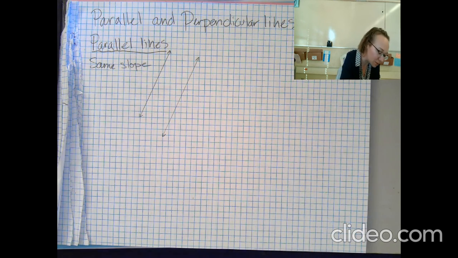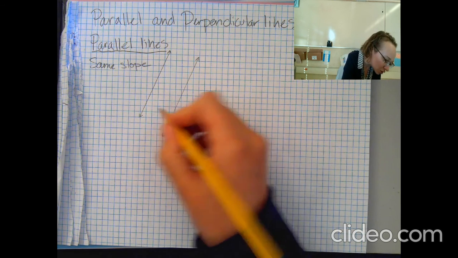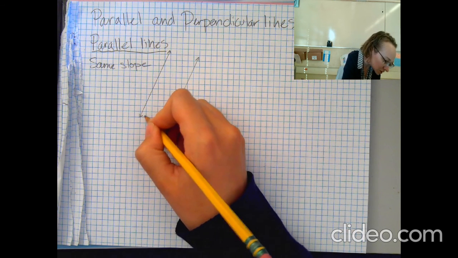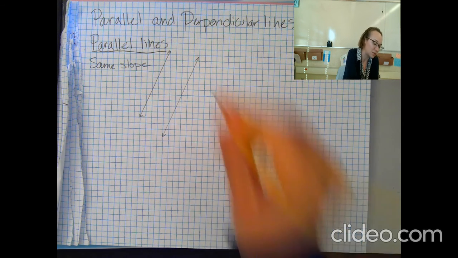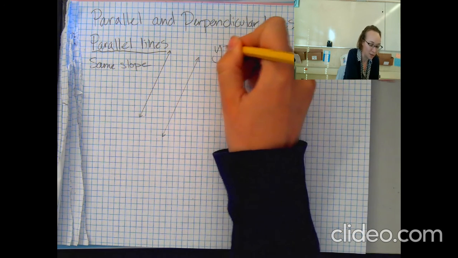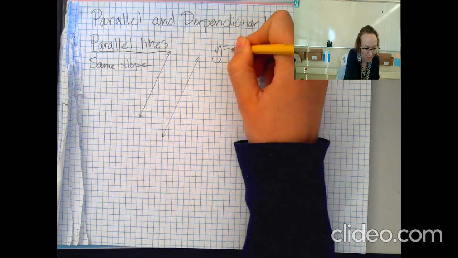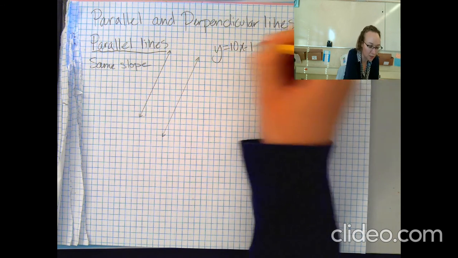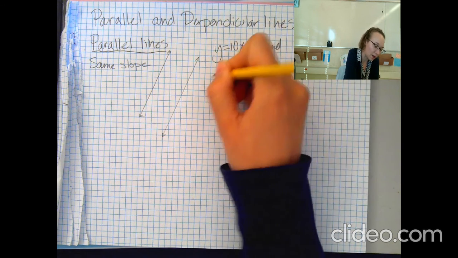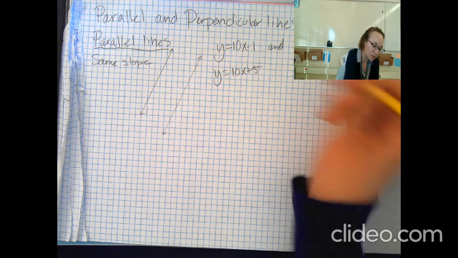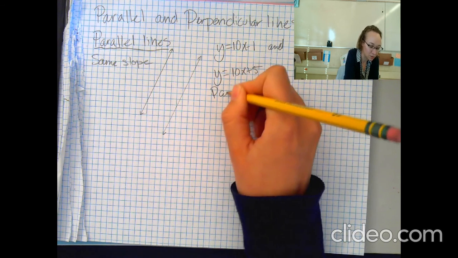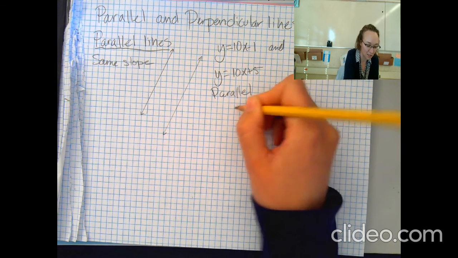So if one of them has a slope of roughly 2, looks like I did more like 2.5, then the other one's going to be exactly 2.5 as well. So for example, the rule y equals 10x minus 1 and y equals 10x plus 5, they would be parallel because they have the same slope.